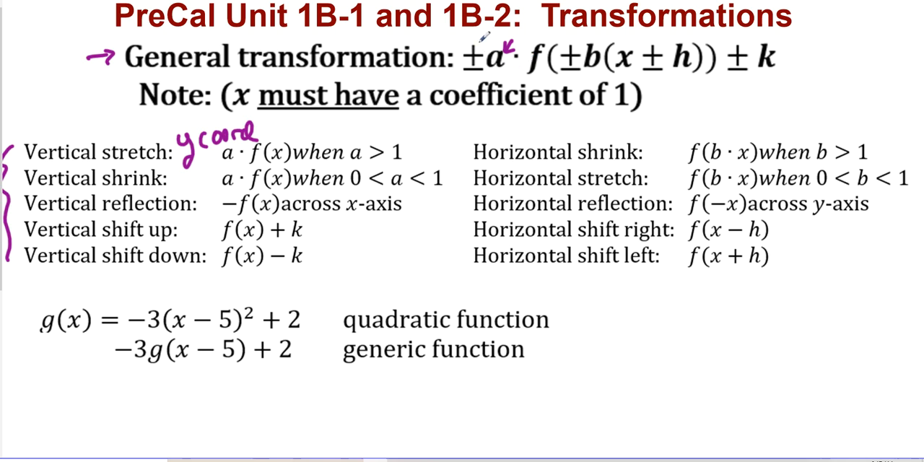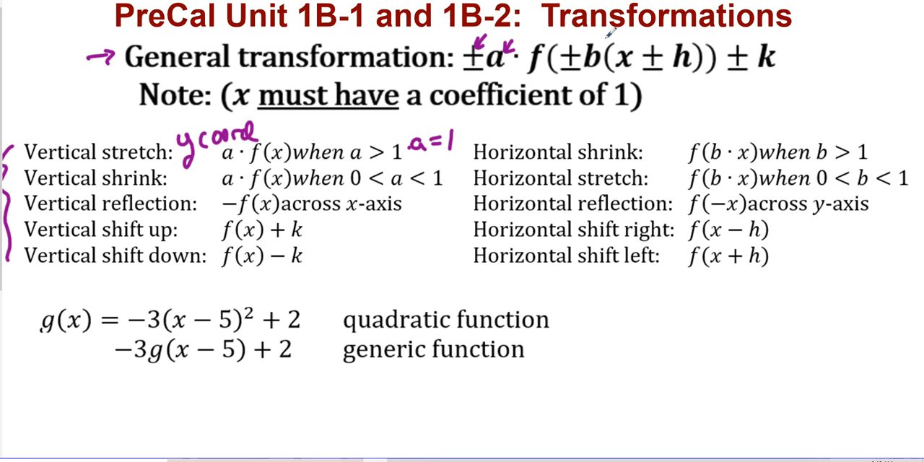And then the next thing we want to look at is this plus or minus. This is not the value of a. A is either going to be greater than 1 or between 0 and 1. If it's equal to 1, there's no impact. It remains the same. There's no dilation whatsoever. All right. So we're going to have the -1 distinct from the a. And that's going to be a negation. It's going to reflect across the x-axis.